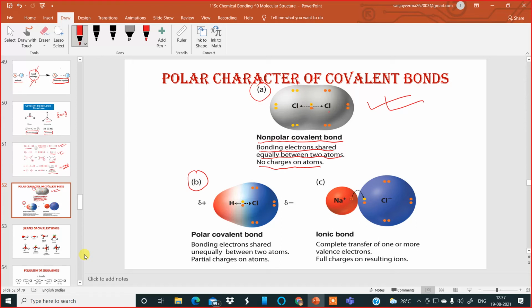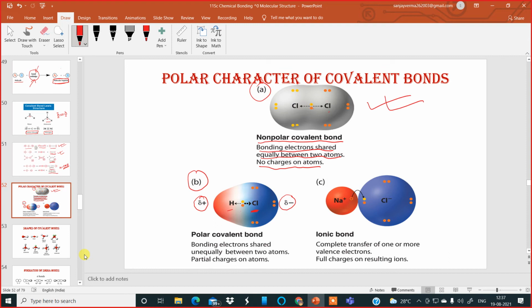Okay, sir. This is hydrogen chloride molecule. Here in hydrogen chloride molecule, you see that the electronegativity of chlorine is much higher than hydrogen. That's why it will pull the two electrons towards chlorine. That's why this chlorine will carry a small negative charge, whereas the hydrogen will carry a small positive charge.